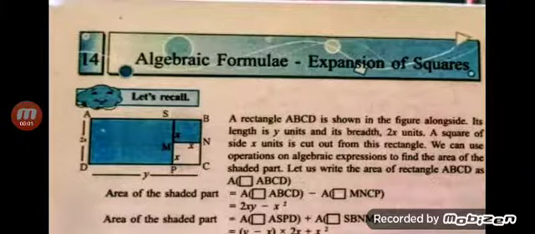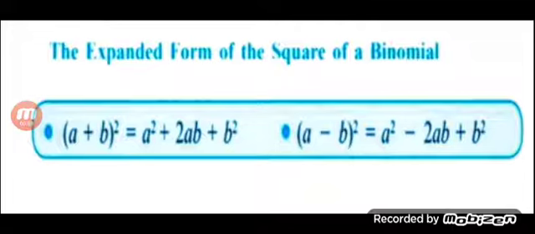Good morning, dear children. Continuation of lesson number 14, algebraic formulas, expansion of squares. Last class we learned the expansion of (a plus b) the whole square and (a minus b) the whole square. (a plus b) the whole square is a square plus 2ab plus b square, and (a minus b) the whole square is a square minus 2ab plus b square.